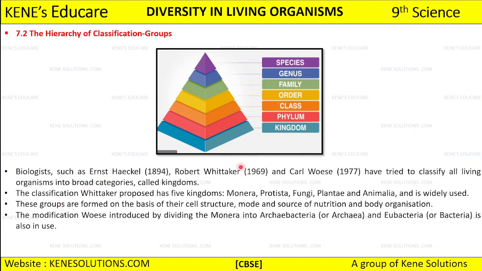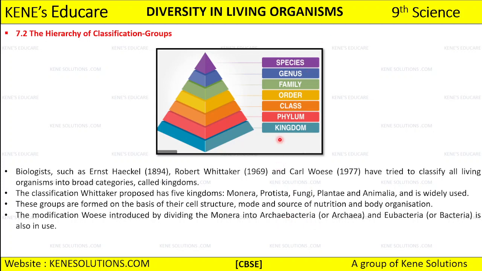Like Carl Woese, what he had done, he modified and introduced this hierarchical classification by dividing the Monera into Archaebacteria. So Carl was dividing this further, kingdom Monera, he divided it.